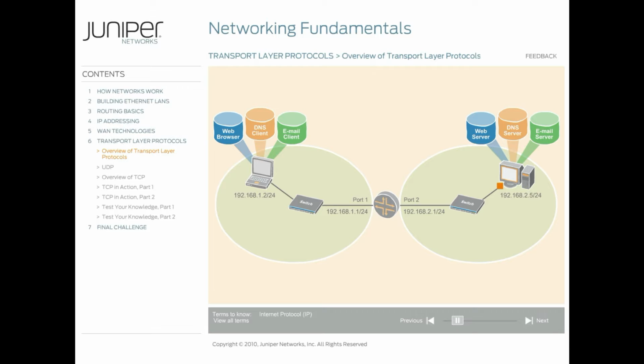But what happens then? A computer will most likely have more than one application program running. So once the data arrives, how does it get to the correct application? Nothing in the IP header identifies which application program on the computer should receive the data. And once the data is sent, how does the sending computer know that the data arrives successfully and in the correct order? In this section, we'll answer all these questions.